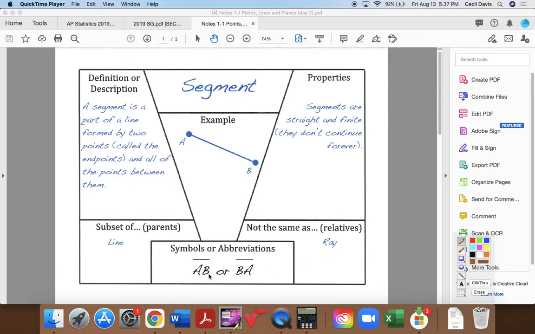How can you write that in symbols or abbreviations? It doesn't matter which of these two letters you put first. You write segment AB like so. It's an A and a B and a segment drawn above it, kind of like what we did for lines, except for lines we put arrows on the ends of them. Here, because these don't continue going, we won't.